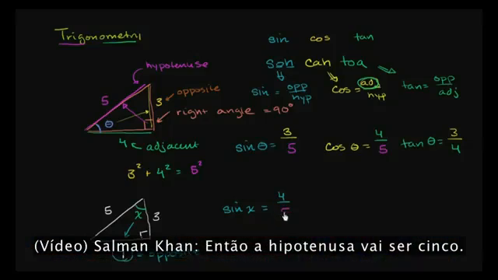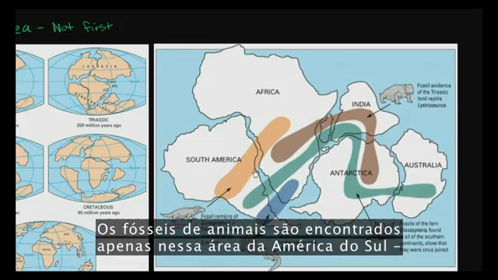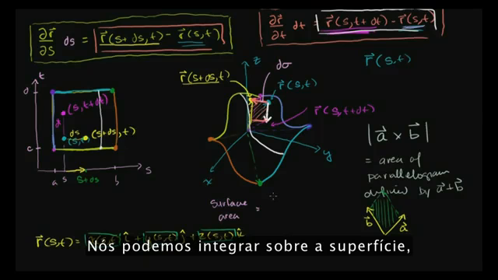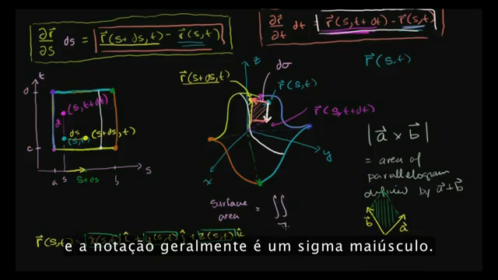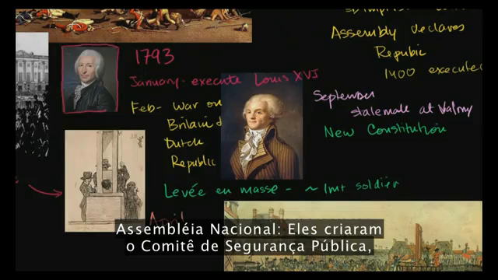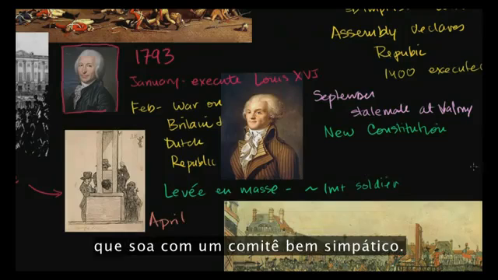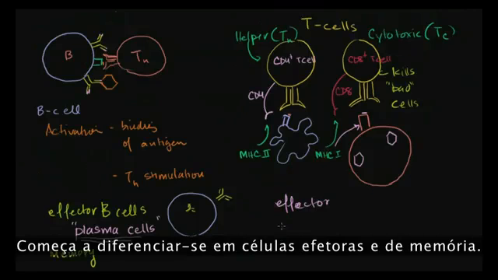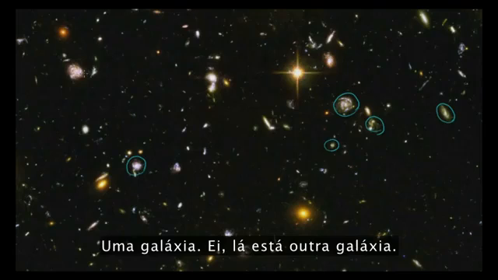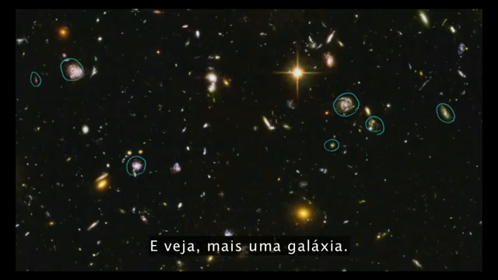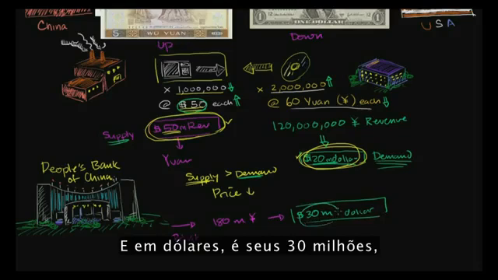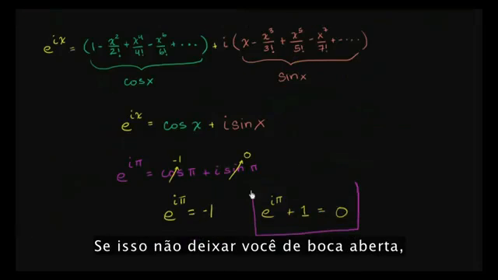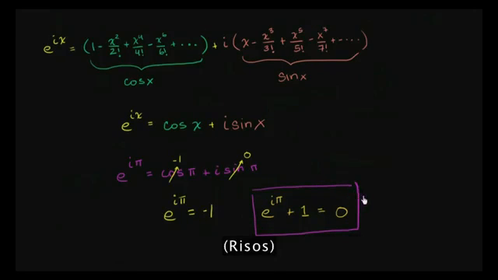So the hypotenuse is now going to be 5. This animal's fossils are only found in this area of South America, a nice clean band here, and this part of Africa. We could integrate over the surface, and the notation usually is a capital sigma. National Assembly, they create the Committee of Public Safety, which sounds like a very nice committee. Notice this is an aldehyde, and it's an alcohol. Start differentiating into effector and memory cells. A galaxy. Hey, there's another galaxy. Oh, look, there's another galaxy. And for dollars is their $30 million plus the $20 million from the American manufacturer. If this does not blow your mind, then you have no emotion.